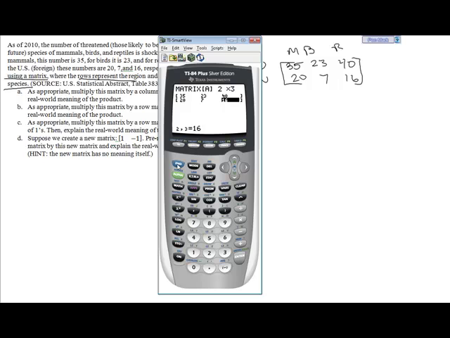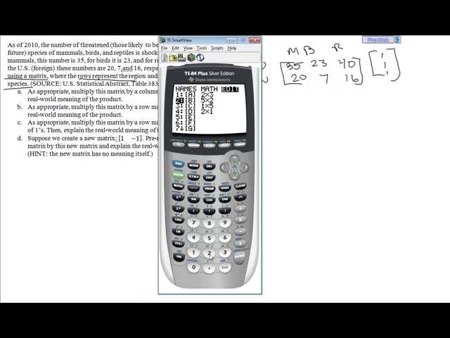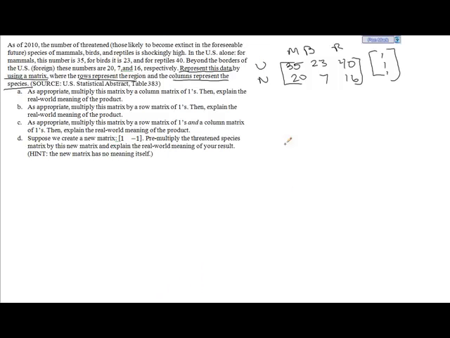the product. Well, what we know already is that the column matrix of 1s has to be a 3 by 1, 1, 1, 1. We already know that that will just sum up the rows. So I am going to create a 3 by 1 matrix of 1s. And now I'll just multiply A by B. And I get 98 and 43.